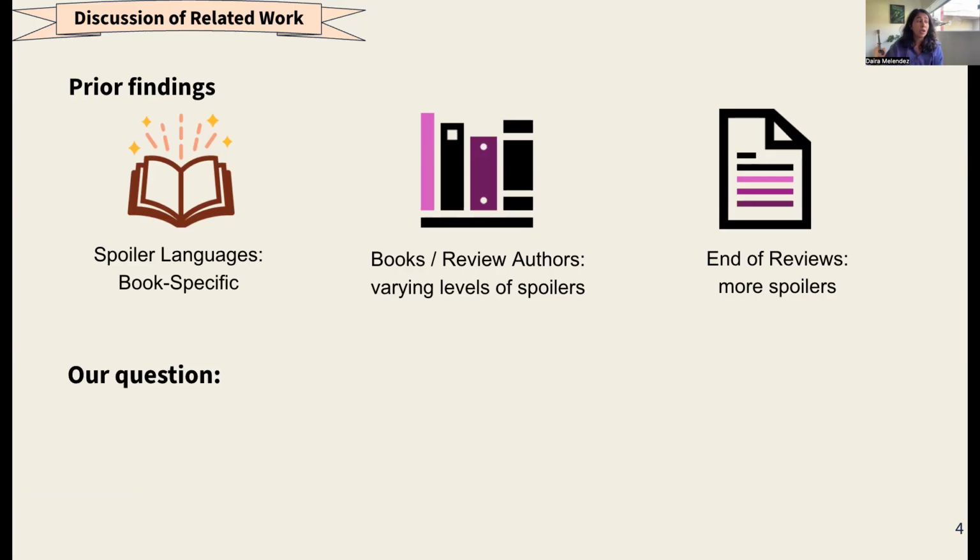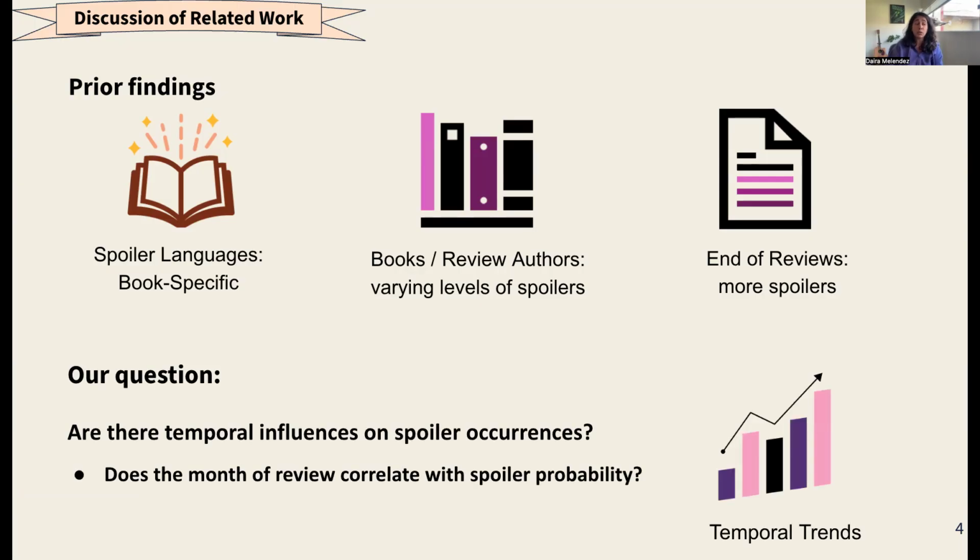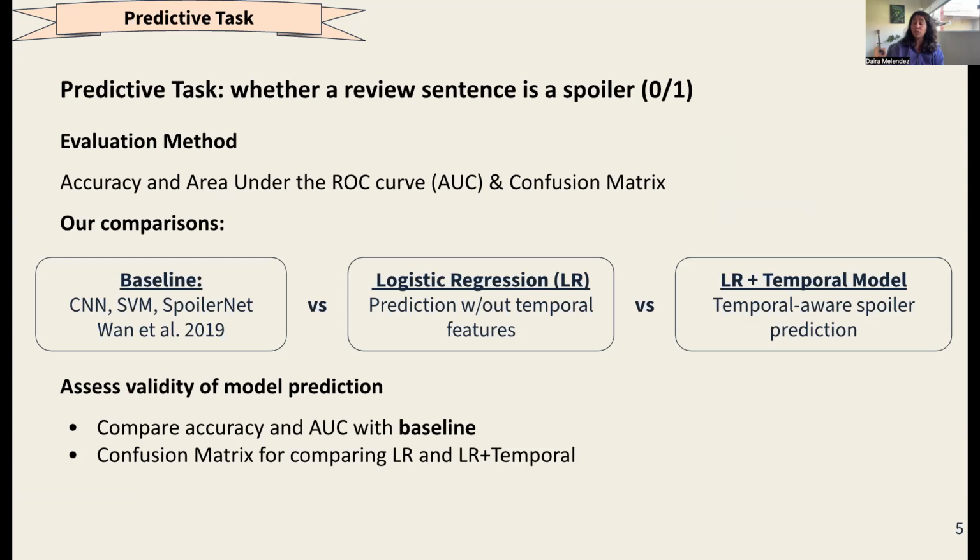Our question, though, and what we were interested in is, are there any sort of temporal influences on spoiler occurrences? Does the month of the review correlate with any sort of spoiler probability? Are there more months where we see more spoilers? We'll see. Just to give you a big intro for our predictive task, what we're really interested in is whether a review sentence is a spoiler or not.